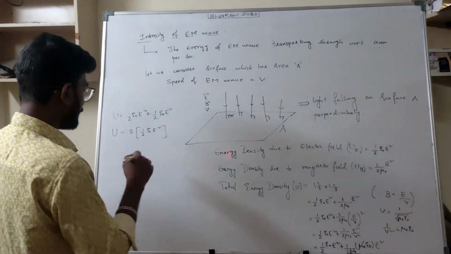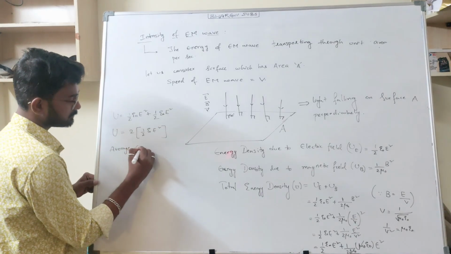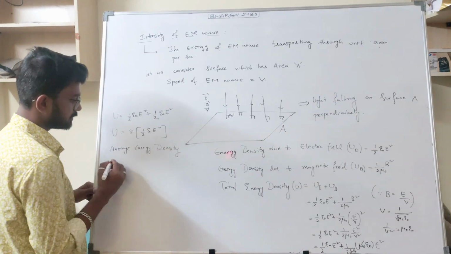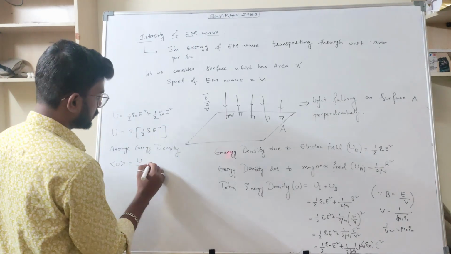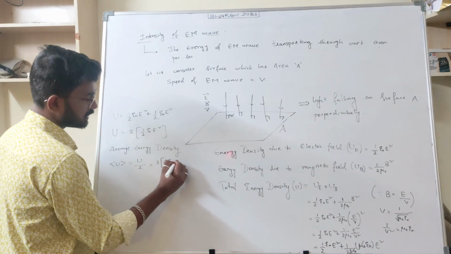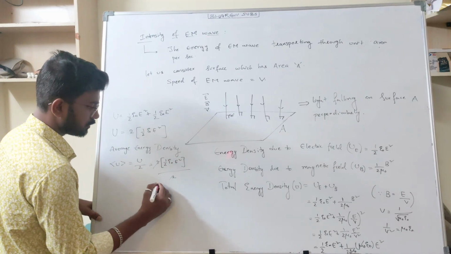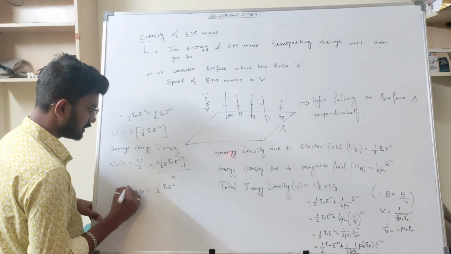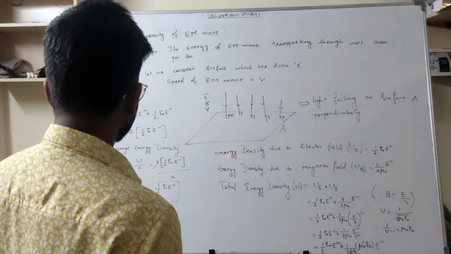Now I want average energy density. Average energy density means this one is equal to U by 2. Okay, U by 2. So what is U here? You got 2 into half epsilon naught E square by 2, right? So 2 gets cancelled. Finally I will get half epsilon naught E square. This was the average energy density. Correct. Now this is the average energy density.